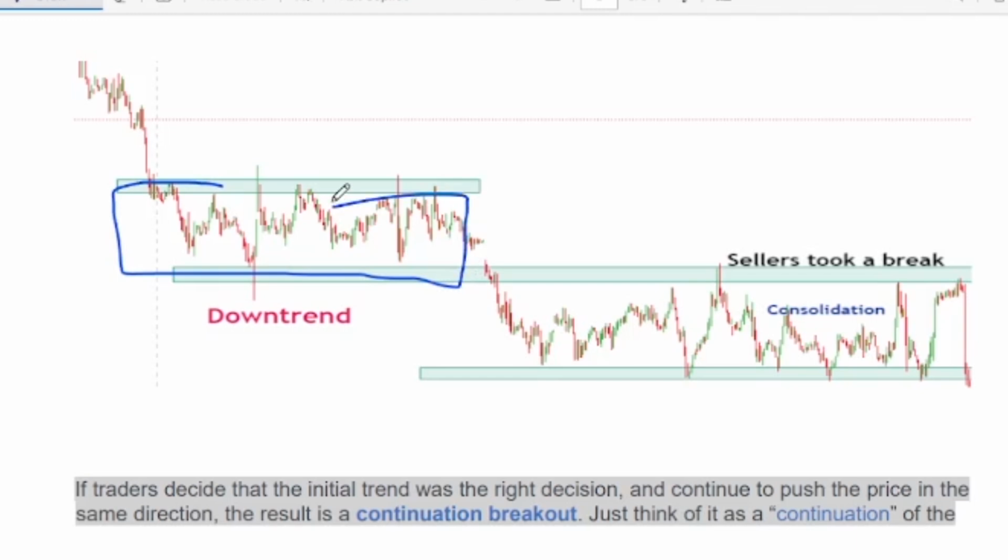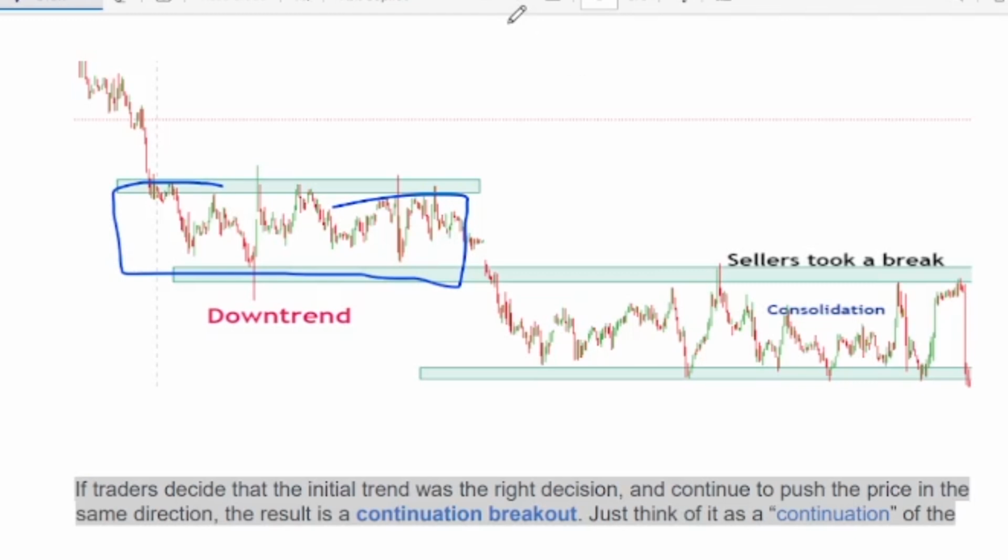After that consolidation, we are going to expect the market to continue in the same direction, okay? If the traders decide that the initial trend was the right direction and continue to push the price in the same direction, the result is a continuation breakout, okay? That's why we get the name continuation breakout. Just think of it as a continuation, okay?